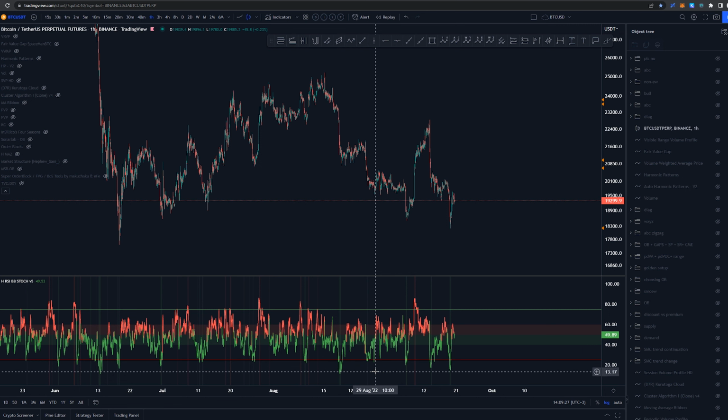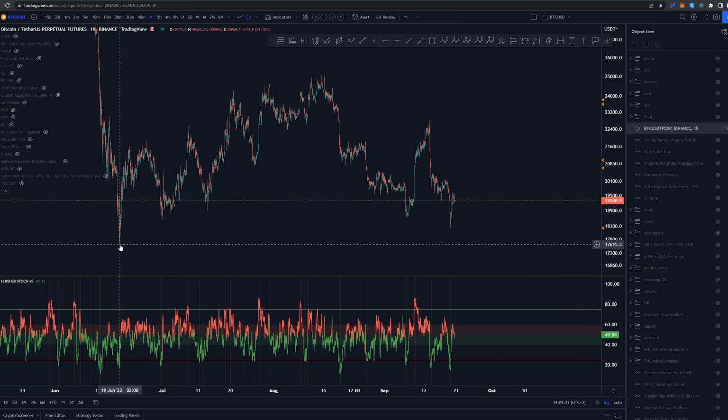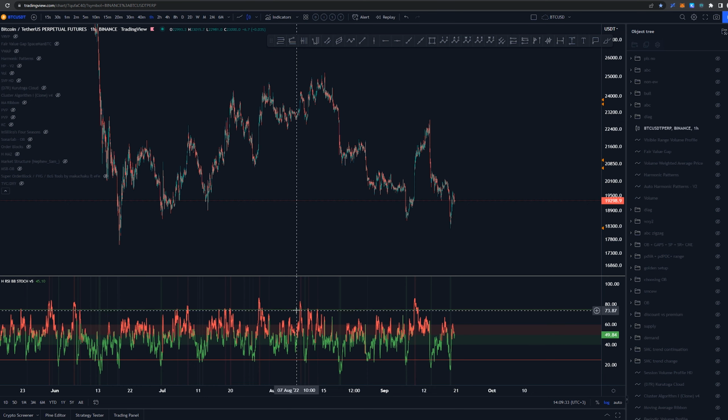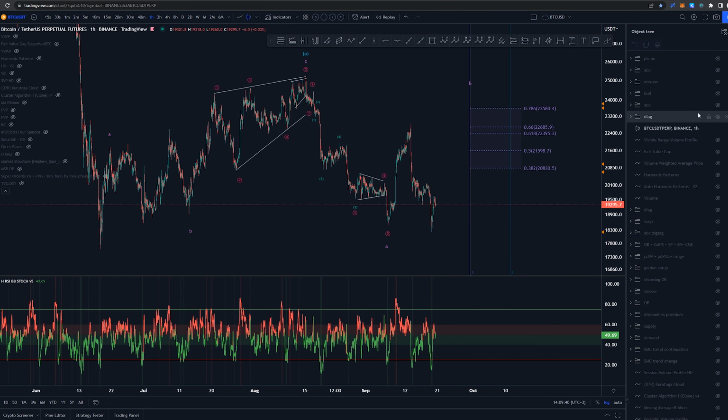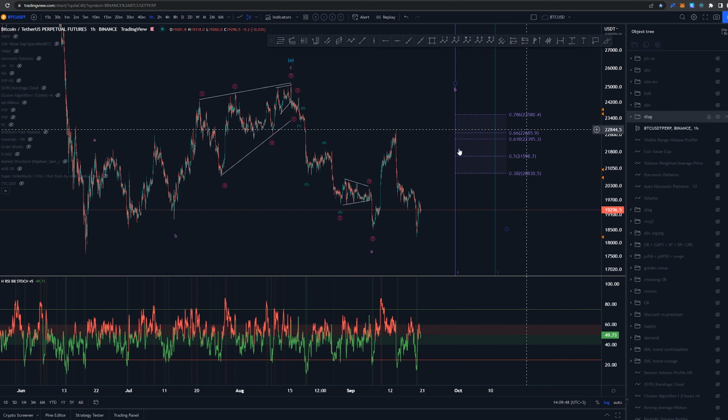Starting here on the 1 hour time frame and looking at the structures starting from the lows of June 18th to give us some kind of overall perspective of what we're going to be dealing with today. So in here we've got three different counts. Two of them are not that bullish. One of them is the bull count, but let's just go through them for now.